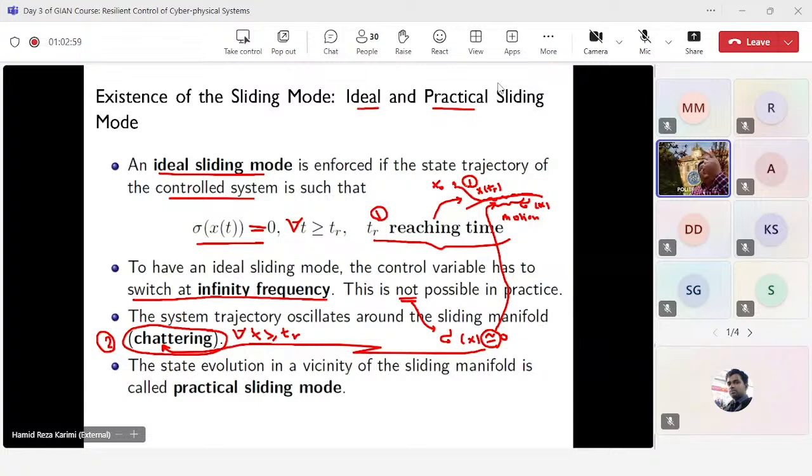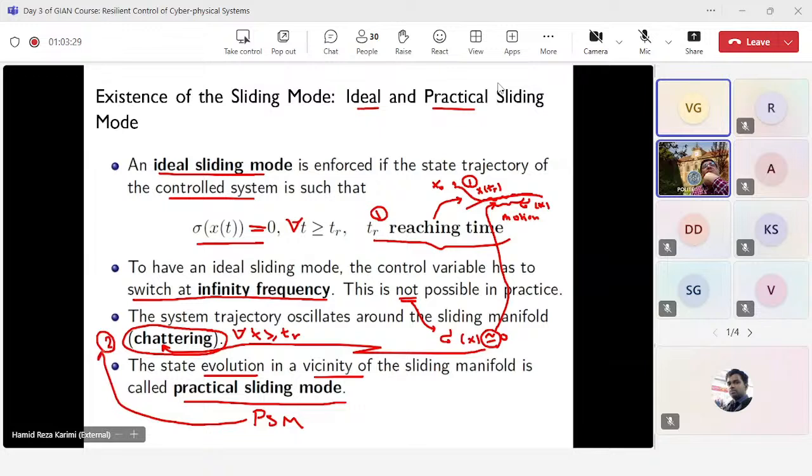Then you need to design the control in such a way that it arrives at the surface in a short time, and the chattering also should be controlled. A state evolution in the vicinity of the sliding manifold is called the practical sliding mode. So you can see that the PSM, the practical sliding mode, also represents the chattering.